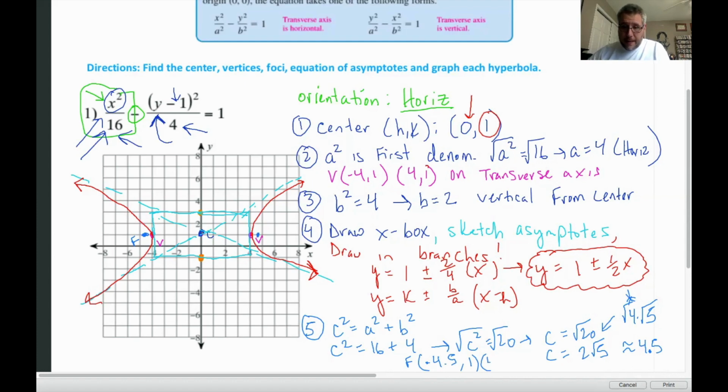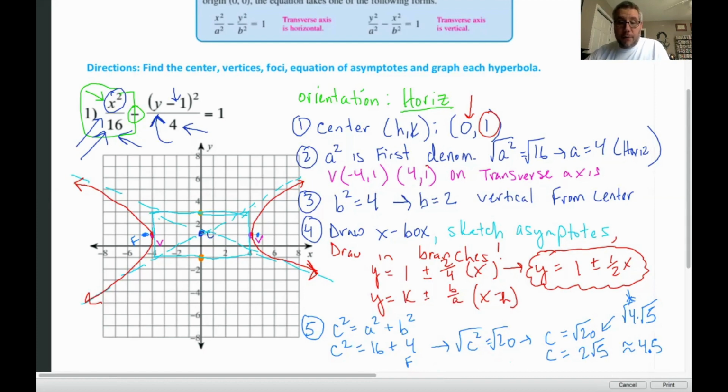So it would be positive 4.5, comma 1. I think that does it, but the only thing I want to do here is let me back up. I really don't remember. See, I just fooled myself. 4.5 is very rounded off. That's just so we can sketch it in the picture.